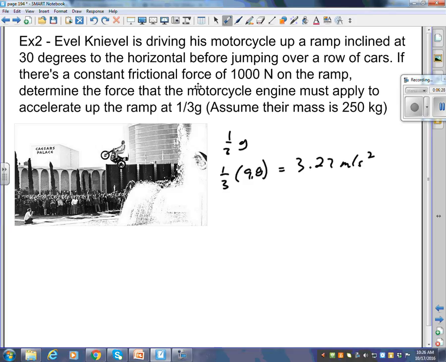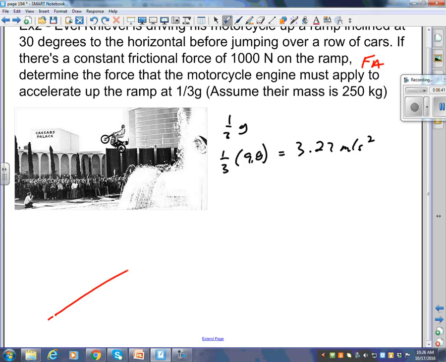And we're trying to find the force that the motorcycle engine must apply. So what are we solving for? We're solving for the FA. Let's draw a picture. Here he is going up the ramp. There is an applied force up, which is what we have to solve for. What's slowing him down? Friction force and FD. Yes, FD and friction.